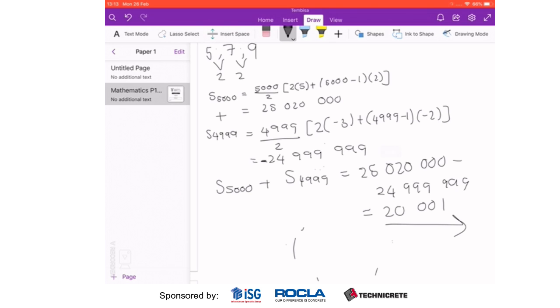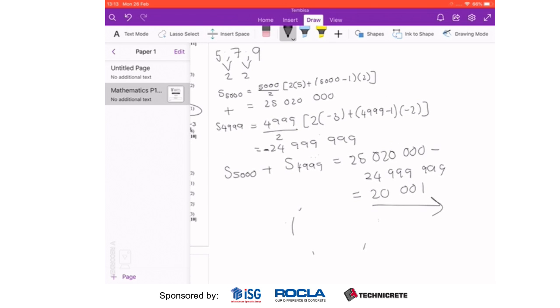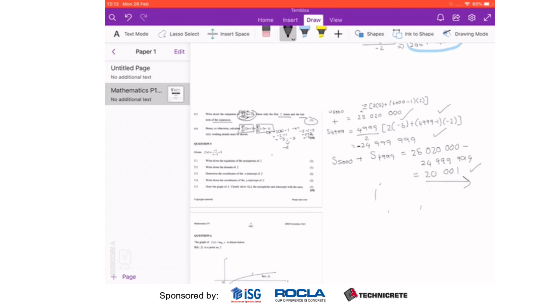So this was a 4-mark question. It was a bit complex, but you would have gotten 2 marks out of the 4 if you were just able to calculate the sum for each, and then the other marks were for finding the value of negative 3 and then your answer. Okay, thank you so much.